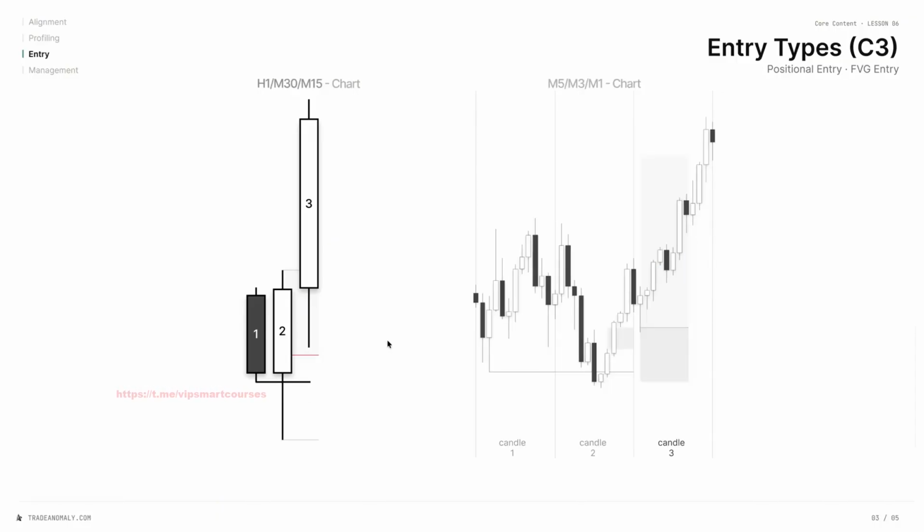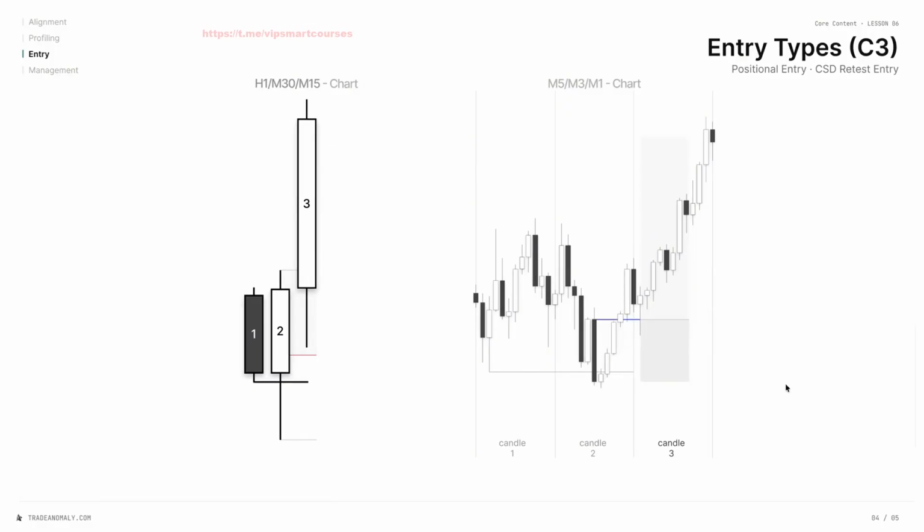So now let's go over entry types, C3 positional entry. This is when we have a previous candle closure. We mark out equilibrium of the entire candle. We're going to look for a key level within the previous candle's range. In this case, we're going to be talking about a fair value gap. And as you can see, it's the only key level in this area. So price is going to continue. It's the only area to continue from. So this is something we can take advantage of and put our limit at that fair value gap, put our stop loss at the low.